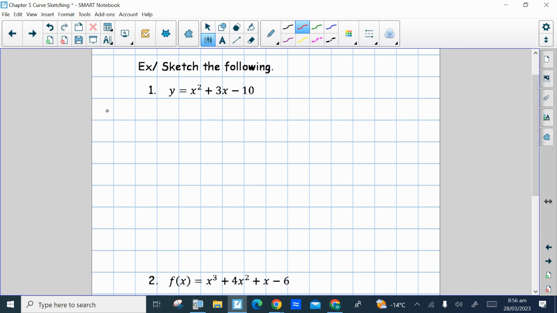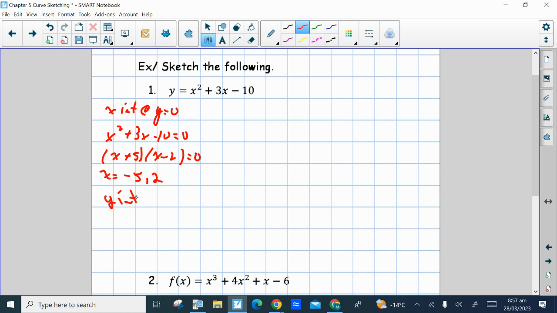So we can sketch this by finding the x-intercepts. It's where x squared plus 3x minus 10 equals 0. That can be factored, x plus 5, x minus 2. So that'll give us negative 5 and positive 2 as our x-intercepts. Our y-intercept, again, is the constant term, negative 10.